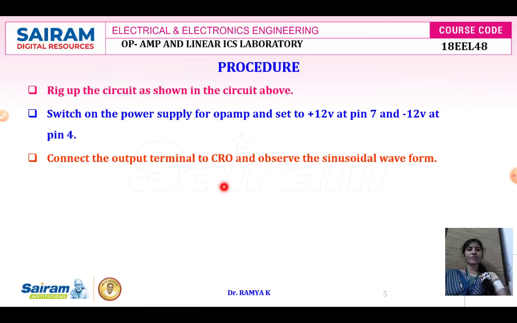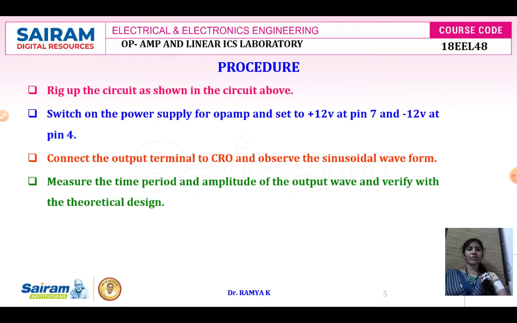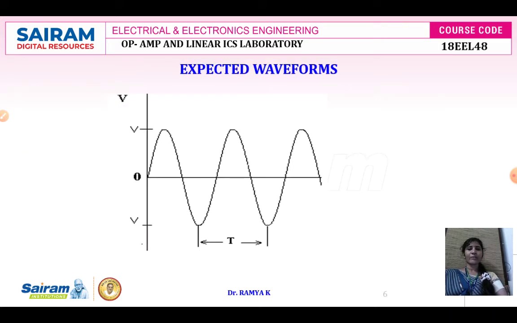Now we need to observe the output waveform at pin number 6, where it is connected to the CRO terminal, and the observed waveform is going to be the sinusoidal waveform. Next, we need to measure the time period and the amplitude of the output waveform, and verify whether the output obtained is at the frequency of 500 Hz. That is, for 500 Hz we have designed and implemented the values. This is going to be the expected waveform.